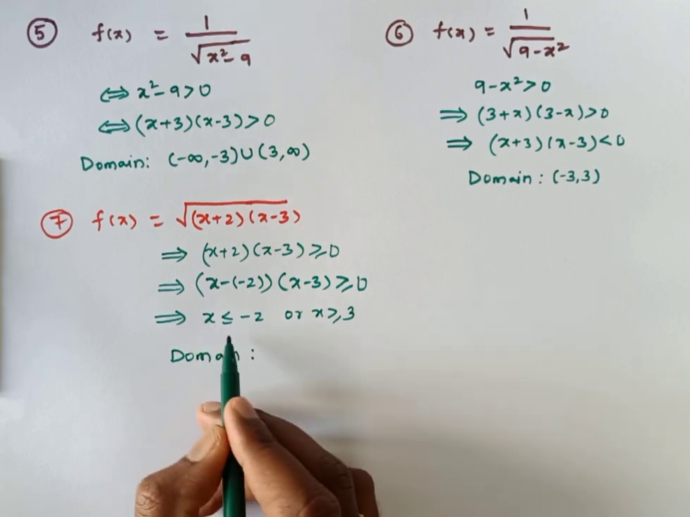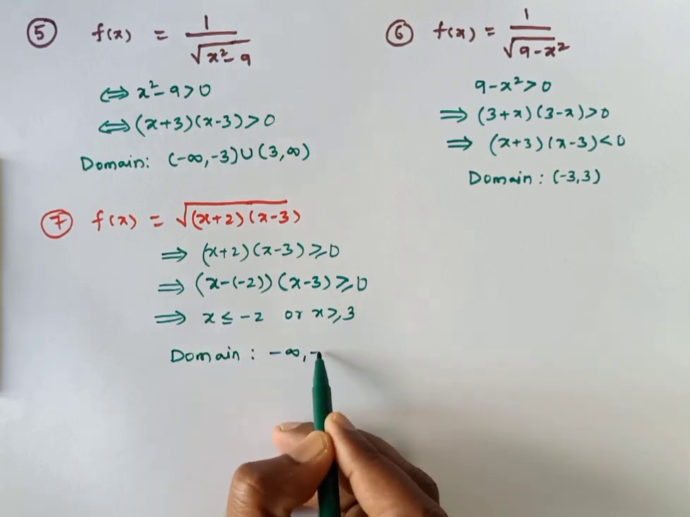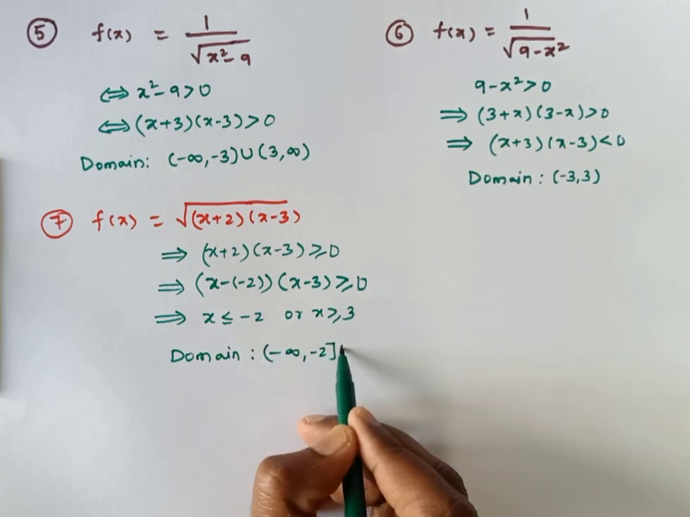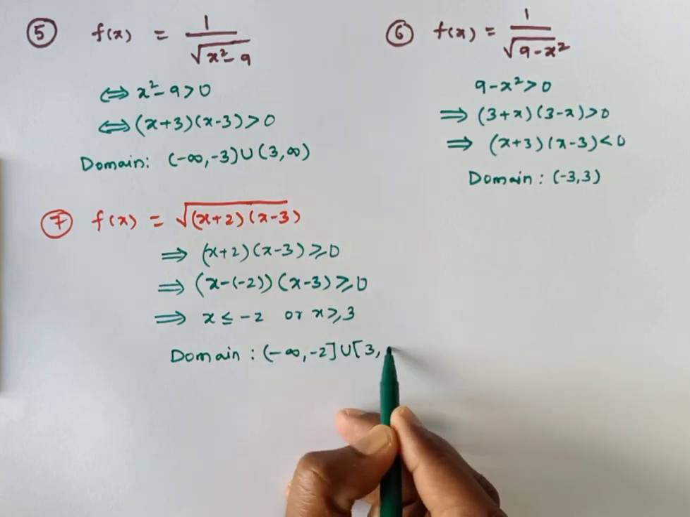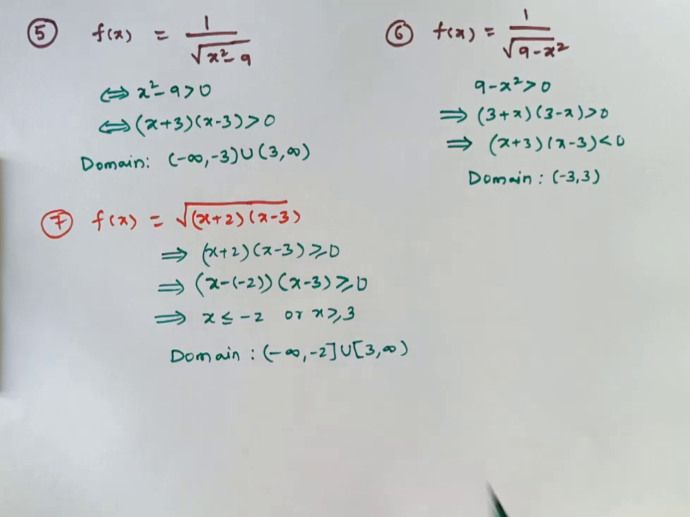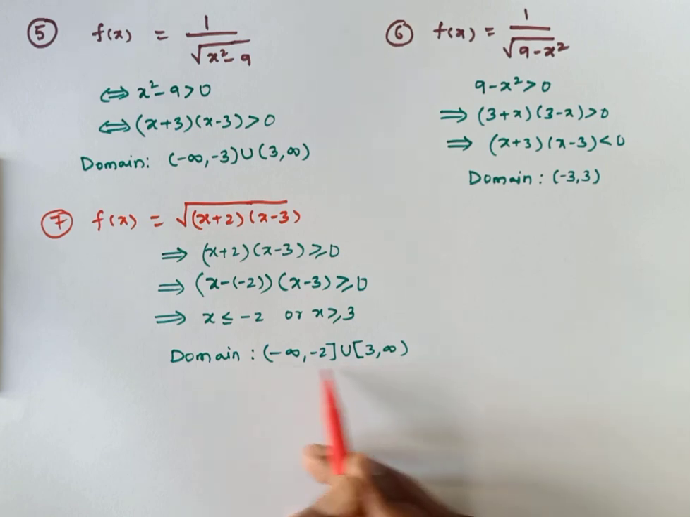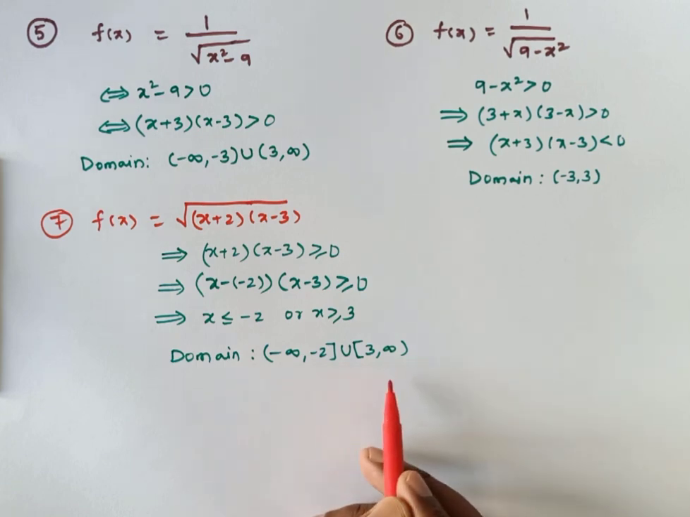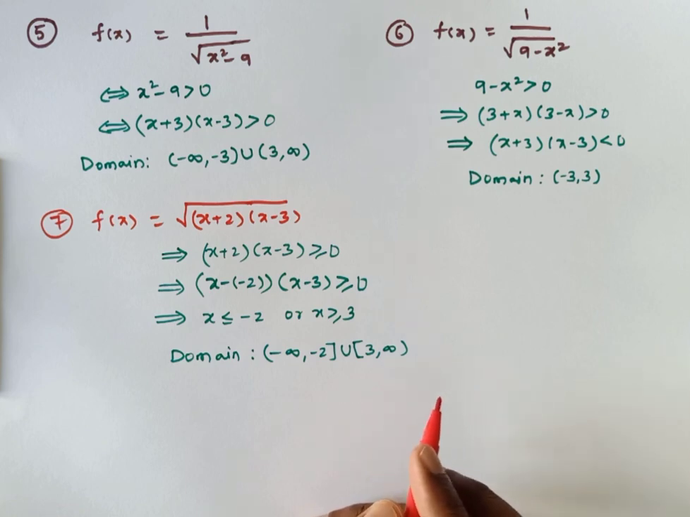Now here we can express the domain. The domain of this is minus infinity to minus 2 union 3 to infinity. So this is the domain for this function: minus infinity to minus 2 and 3 to infinity. So therefore f of x is valid when the value of x is from minus infinity to minus 2 union 3 to infinity. So let's take another problem.